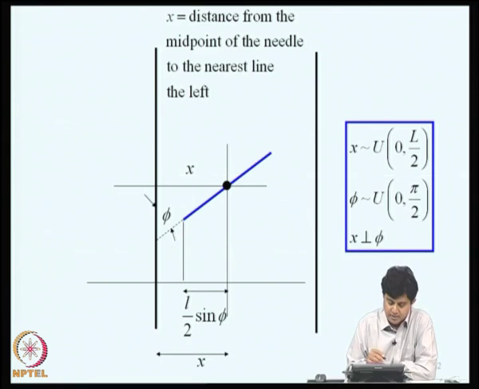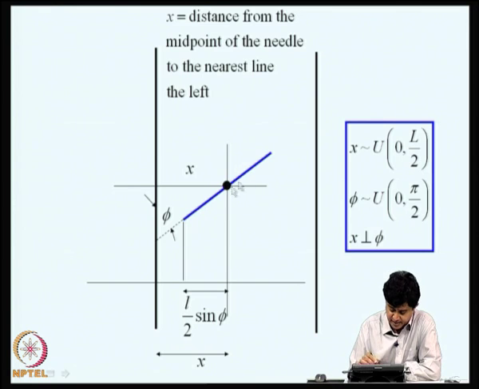So, we consider a situation where the needle has landed between two lines, and consider the midpoint of the needle. We measure the distance of this midpoint to the nearest vertical line to the left, call it x, and this angle phi. Now, since the needle is being placed on this plane randomly, we can infer that x is uniformly distributed between 0 and L by 2, and similarly this angle phi is uniformly distributed between 0 and pi by 2, and x and phi are independent.